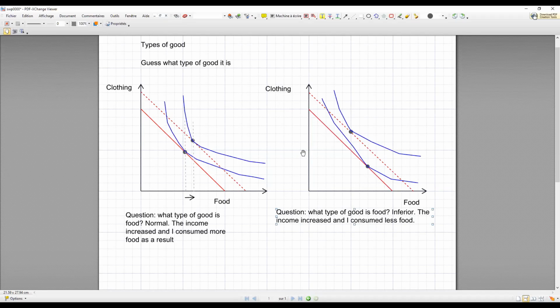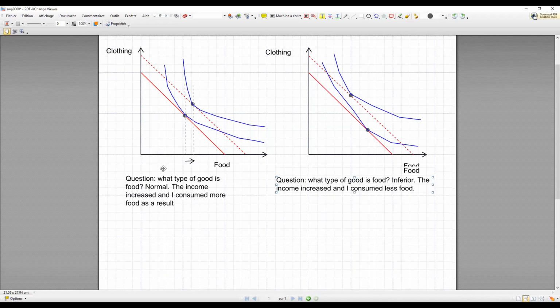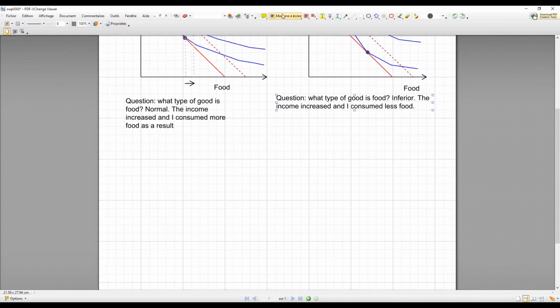Okay, questions about this? No? Yes, so I just wanted to check, inferior goods are like goods that are not bought anymore or less bought because of consumers' income increase, right? Exactly, that's the exact definition. Okay, let's continue on.